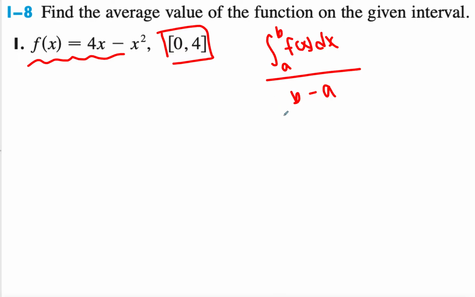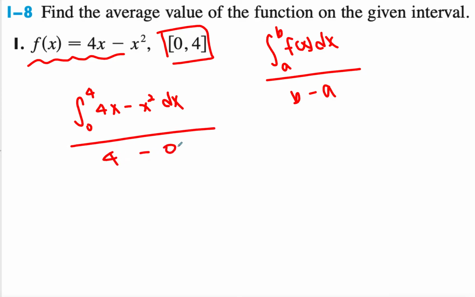If you apply that idea to this question, what we end up getting is the integral from 0 to 4 of 4x minus x squared dx, all over 4 minus 0. That's basically what we end up getting. Then when you evaluate this, we get 2x squared for the first term, and the next one is x cubed over 3. That goes from 0 to 4, all over 4.